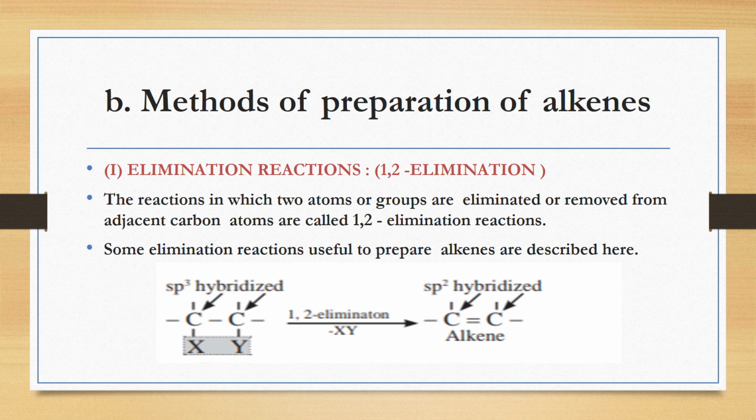If you see this reaction, carbon atoms are attached to each other through a single bond and they are sp3 hybridized carbon atoms. 1,2 elimination is taking place from adjacent positions. X and Y atoms or groups are removed and thus the valencies will remain vacant and they will get completed through formation of a double bond, and thus alkene is prepared and then the carbon becomes sp2 hybridized.